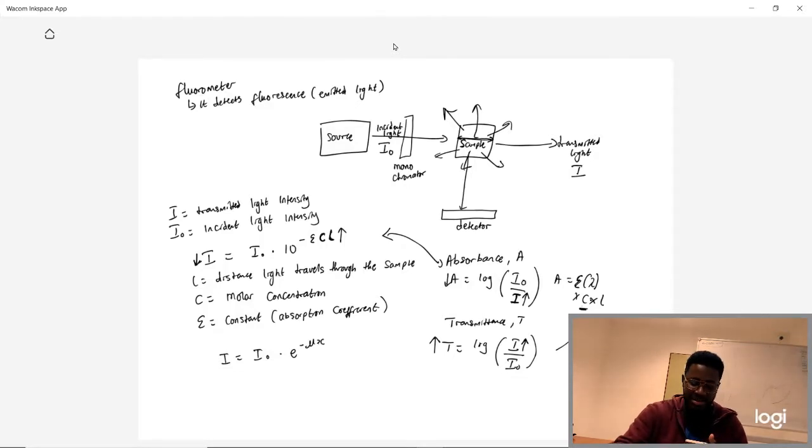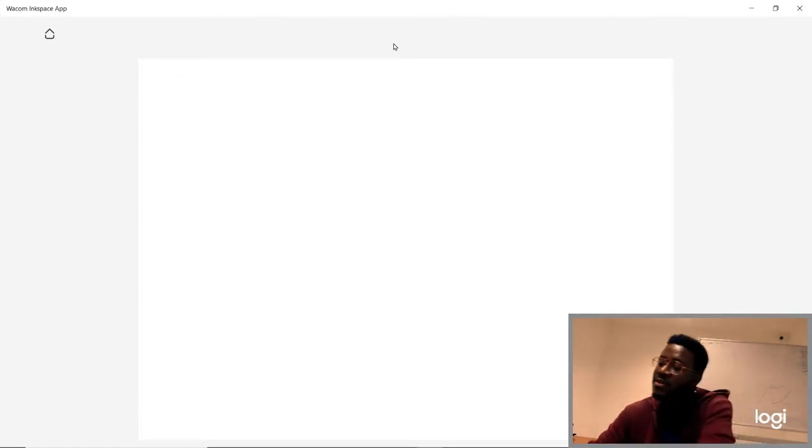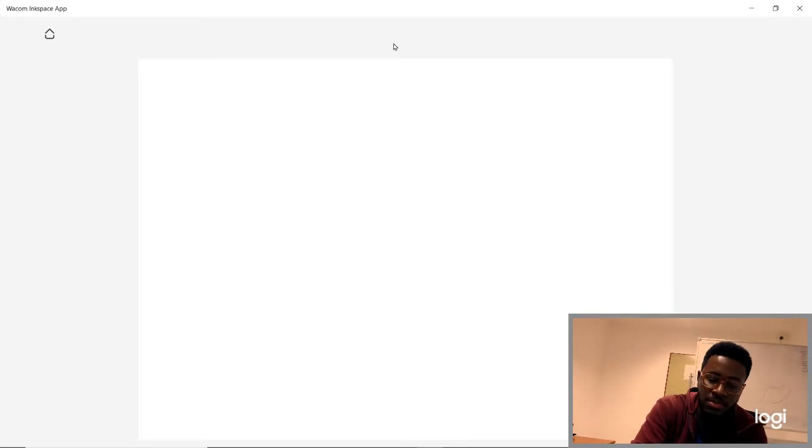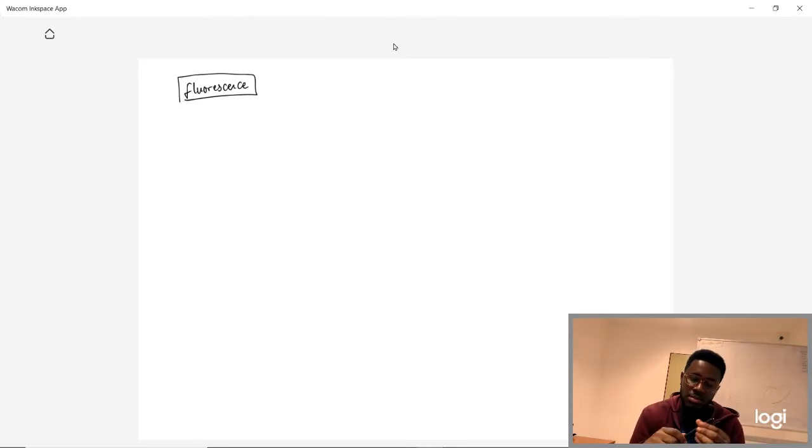Okay, fluorescence. What is fluorescence? It's the emission from excitation of a fluorophore, to the normal or a lower energy level. Emission of light, exactly, from a higher to a lower energy level.